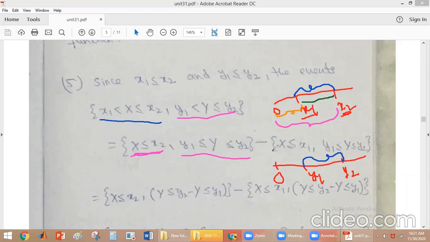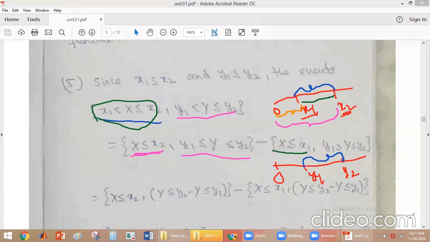Yes or no? Now what is the x range? x less than or equal to x1. The y range is the same. So finally, if you subtract these two, what do we get? We get the x range as x1 less than x less than or equal to x2, and y1 less than y less than or equal to y2.